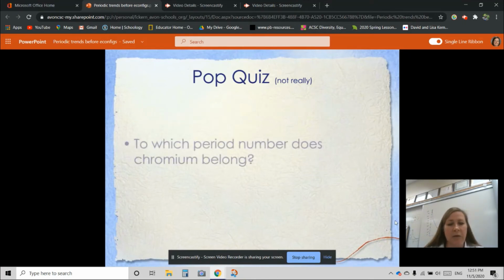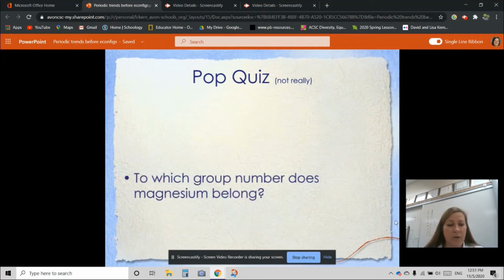Okay, to which period does chromium belong? Chromium is element 24. It's in that middle chunk, and it belongs to period number 4. And to which group number does magnesium belong? Magnesium is element 12. Don't get it confused with manganese, which is 25. Magnesium number 12 is in group number 2.